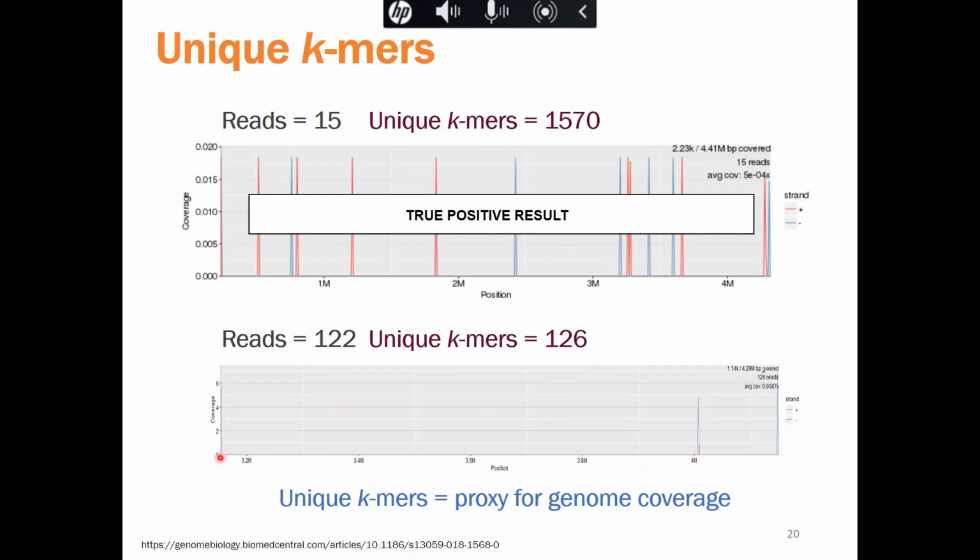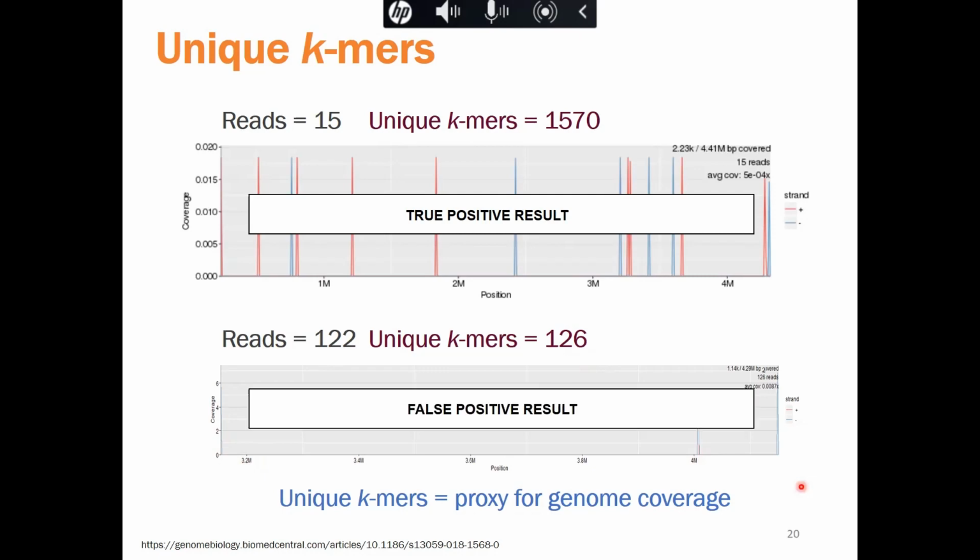The reads are just piling up in a few areas. Now, as a result, we would consider this as a false positive result. So you can really think of unique k-mers as a proxy for genome coverage.